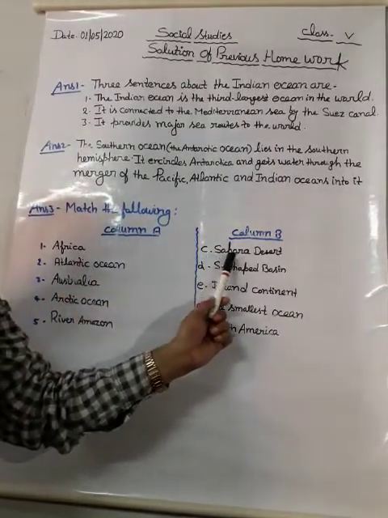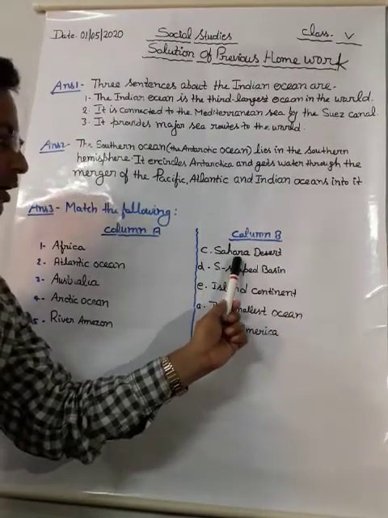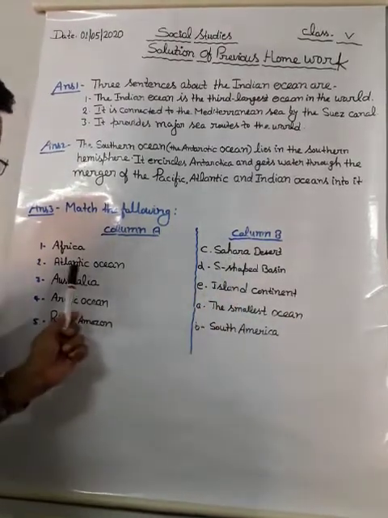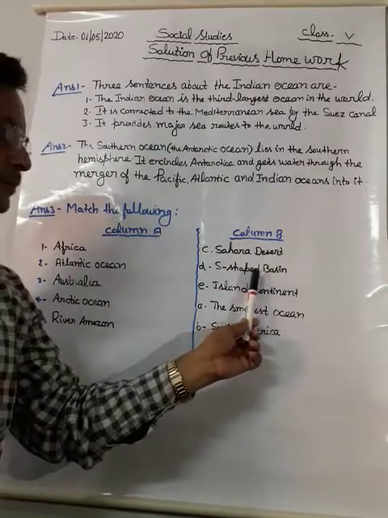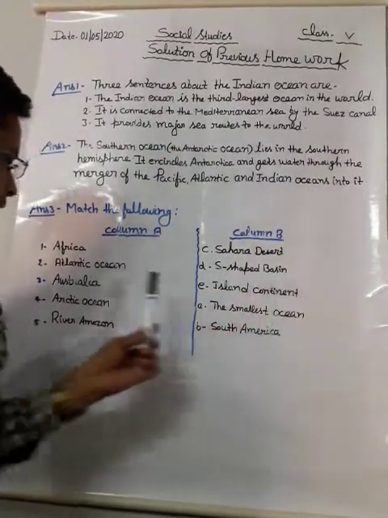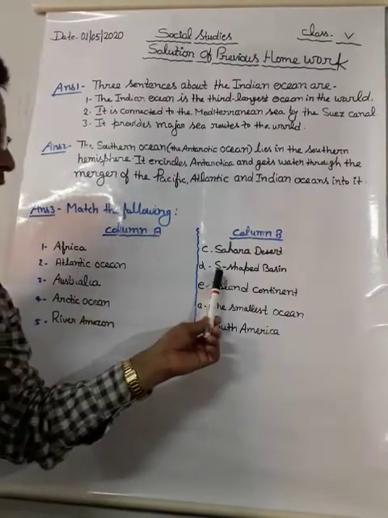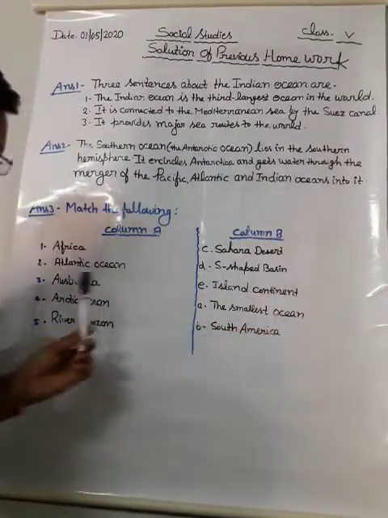The correct answer is Sahara Desert. Sahara Desert lies in Africa. Atlantic Ocean has an S-shaped basin.